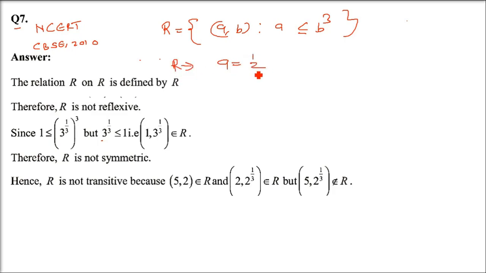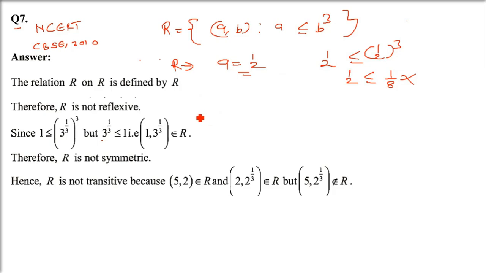Reflexive is what? As I said, put a as a. So a is less than or equal to a cube. Is it possible? Just put an example, half. Half is less than or equal to 1 by 8? No, half is 0.5, and 1 by 8 is 0.125. So half is not less than or equal to 1 by 8. In fact, 1 by 8 is less than or equal to half. So this is not reflexive. We just use the numbers.